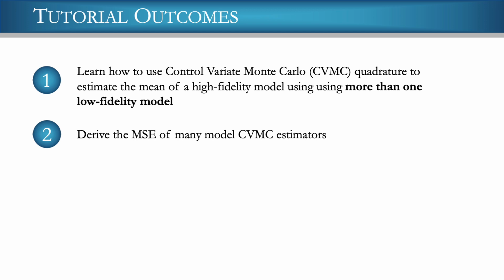In the next few minutes, I'm going to teach you how to use control variate Monte Carlo quadrature to compute statistics quantifying uncertainty in the predictions of a computationally expensive model. And I'm going to do that by using that high fidelity model alongside an ensemble of cheaper, less accurate models that have known statistics. In this tutorial, I'll build upon the previous tutorial that introduced control variate Monte Carlo using a single low fidelity model and show how to build control variate Monte Carlo estimators for an arbitrary number of low fidelity models. I will also teach you how to compute the mean squared error, or MSE, of these control variate estimators that use many models.